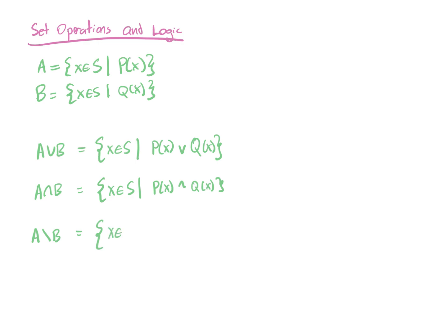In order to be in the set difference A set difference B, I need to be an element of A but not an element of B. This means that I need to satisfy P, the criteria of inclusion for A, but not Q, the criteria of inclusion for B. In other words, it needs to be the case that P of x is true and not Q of x is true.